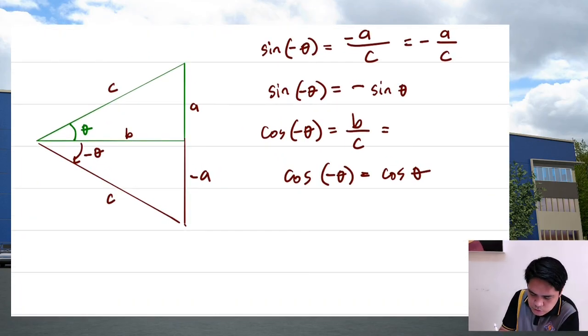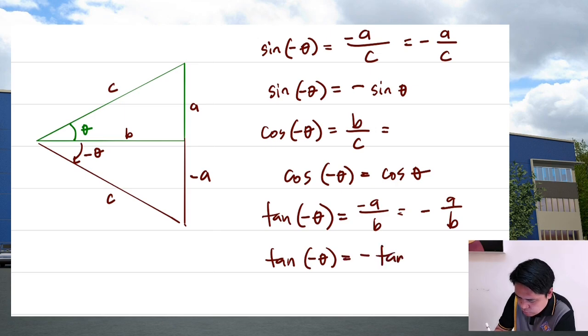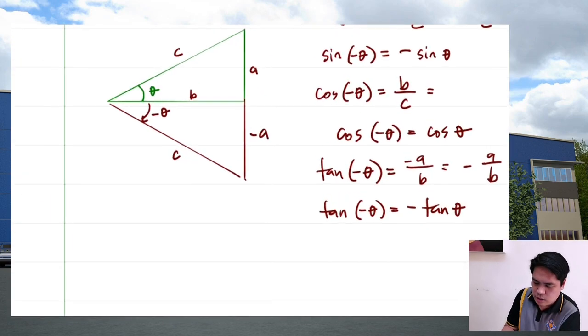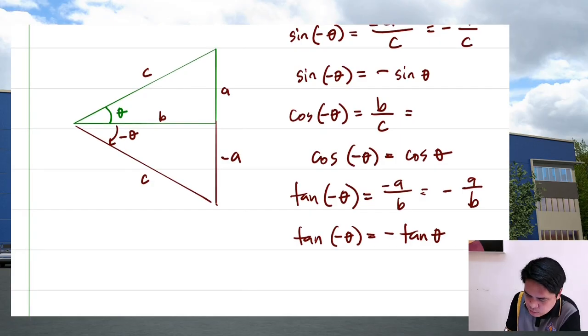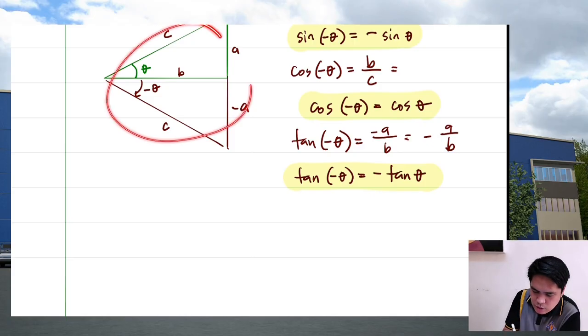Now, let's proceed to tangent negative theta. For tangent negative theta, that would be negative A over B. So that's equal to negative A over B. And A over B is tangent, right? So tangent negative theta is equal to negative tangent theta. So that's it. So let me highlight these functions. So ito, you need to memorize this, and memorize this. Now, next. Kung di ma-memorize, then you can always go back to this derivation.